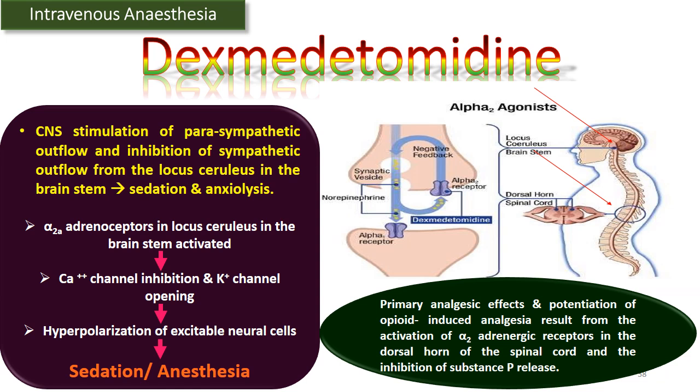There is another effect, the primary analgesic effect and potentiation of opioid induced analgesia, which results from the activation of alpha 2 adrenergic receptor in the dorsal horn of the spinal cord and the inhibition of substance P release.